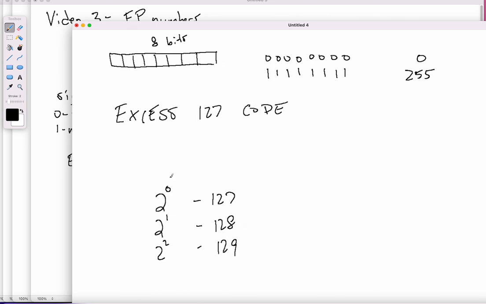On the other hand, we'd go in the other direction for the negative exponents. If I want to put in 2 to the minus 1, I would put in 126. 2 to the minus 2 would get me to 125. And you can see over here that if I were to go all the way up to 255, that would actually be an exponent of 2 to the 127th. And if I were to go all the way down to 0, it would be an exponent of minus 127.